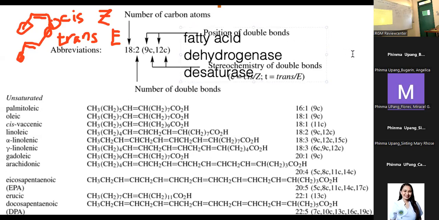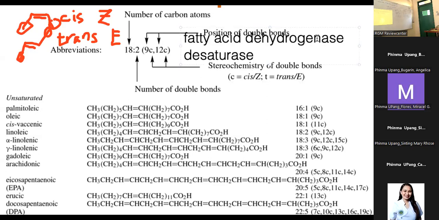Isa lang naman yung pangalan, pareho lang yan. Delta 9 desaturase or the fatty acid dehydrogenase. They introduce double bonds in the structure of the fatty acid. Tapos, the double bonds are introduced every 3 carbons. Yun din yung tandaan niyo. From 9, napunta sa 12. From 12, napunta sa 15. Dito, 6, napunta sa 9, napunta sa 12. Yan yung dapat niyo tandaan when it comes to these fatty acids.